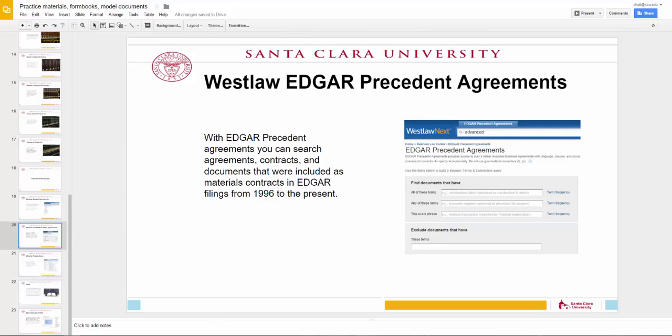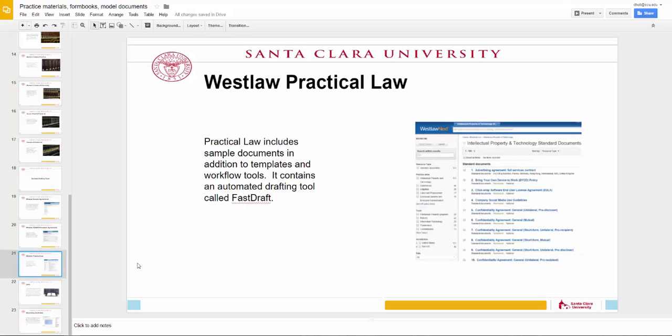Edgar is available on Westlaw, Lexis, and Bloomberg, and it's also available on the SEC's website. However, many of the powerful search tools are going to be available on those three platforms rather than the SEC.